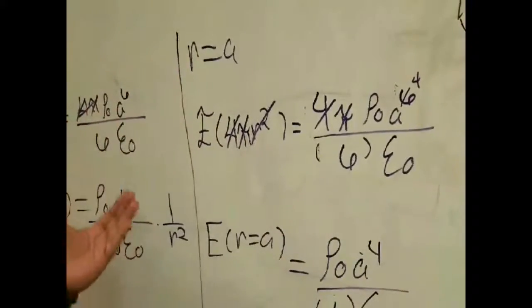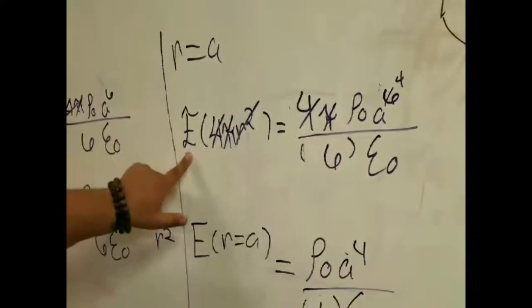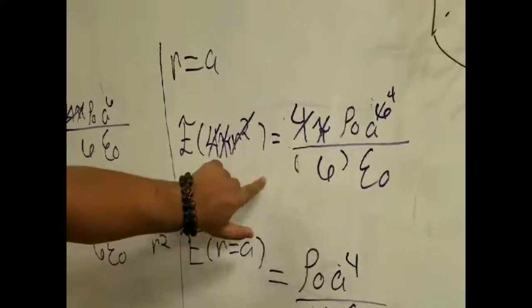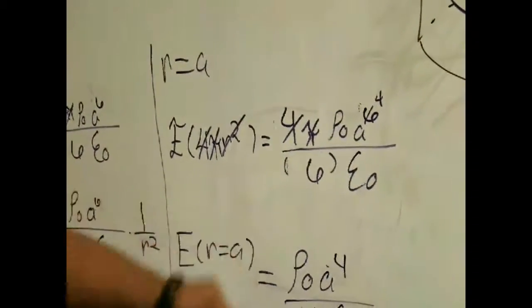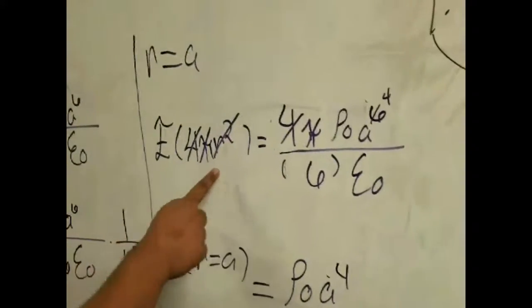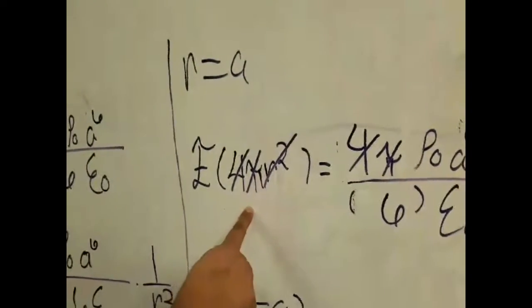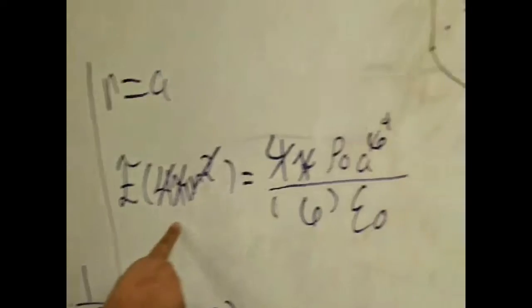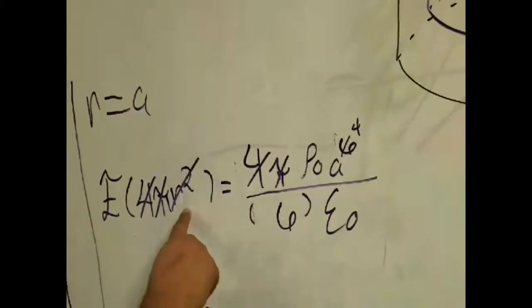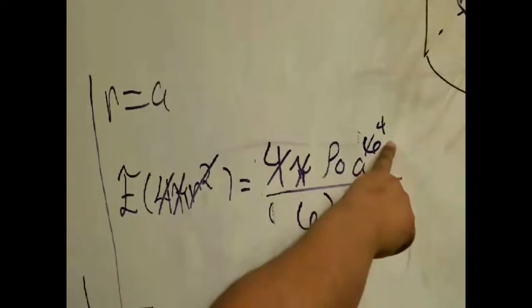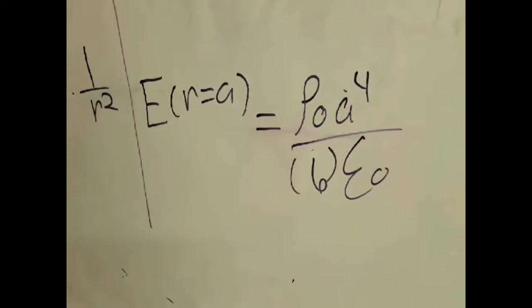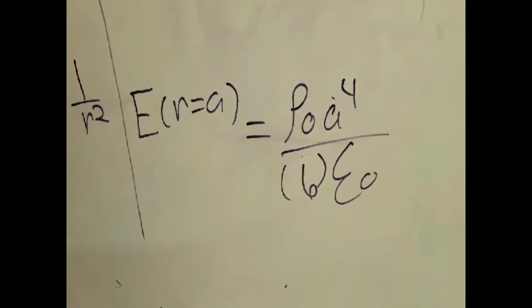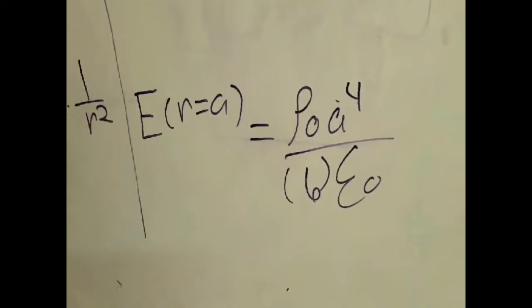Finally, we have r equals a. Again, we're following the same steps as before. We have E times 4 pi r squared equals 4 pi rho naught a to the 6 over 6 epsilon naught. What we did here, again, is cancel the 4 pi, r squared was canceled out, and we got the 4. So finally we have E at r equals a equals rho naught a to the 4 over 6 epsilon naught.